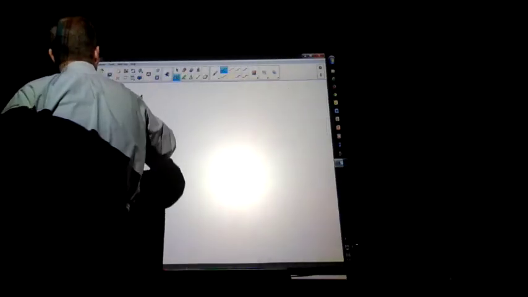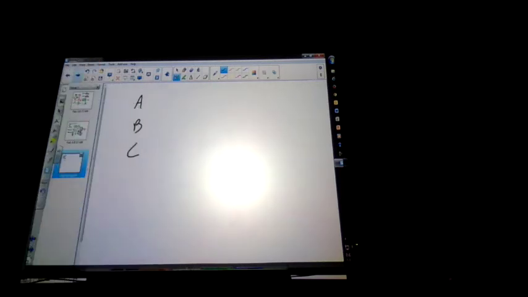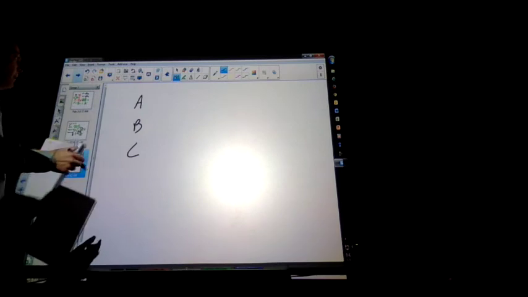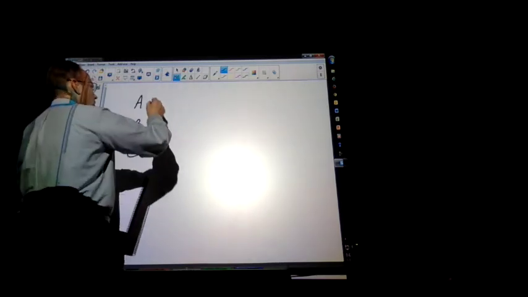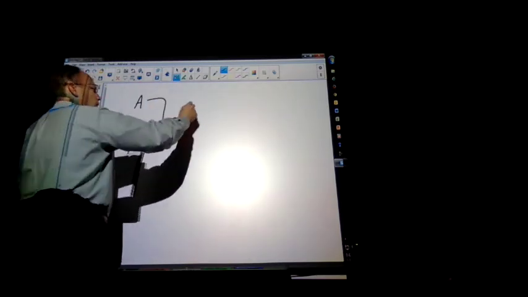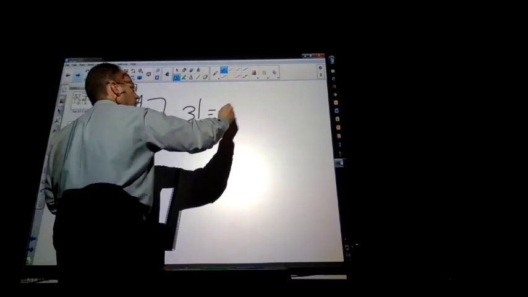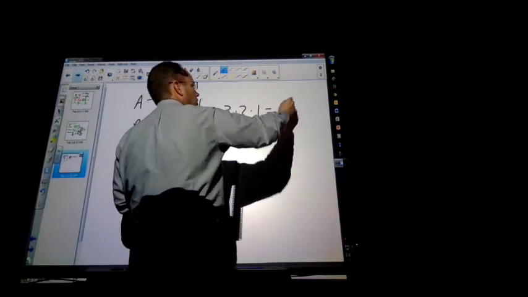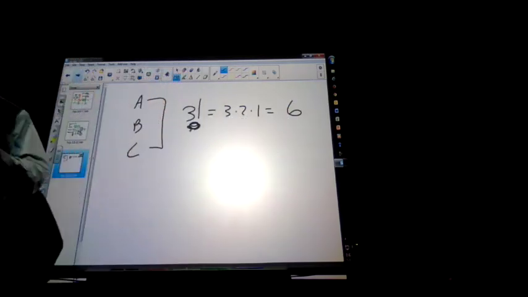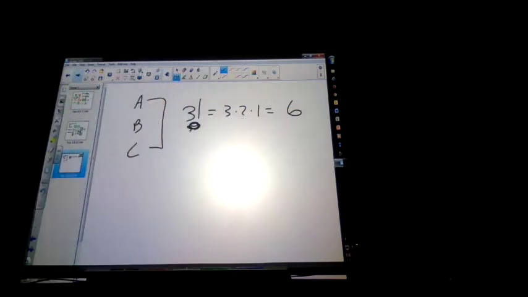All right, on the back page it says take letters A, B, and C. How many different ways can you rearrange these letters? That's 3 factorial, which is 3 times 2 times 1, which is 6. There are 6 different ways that you could rearrange these letters.